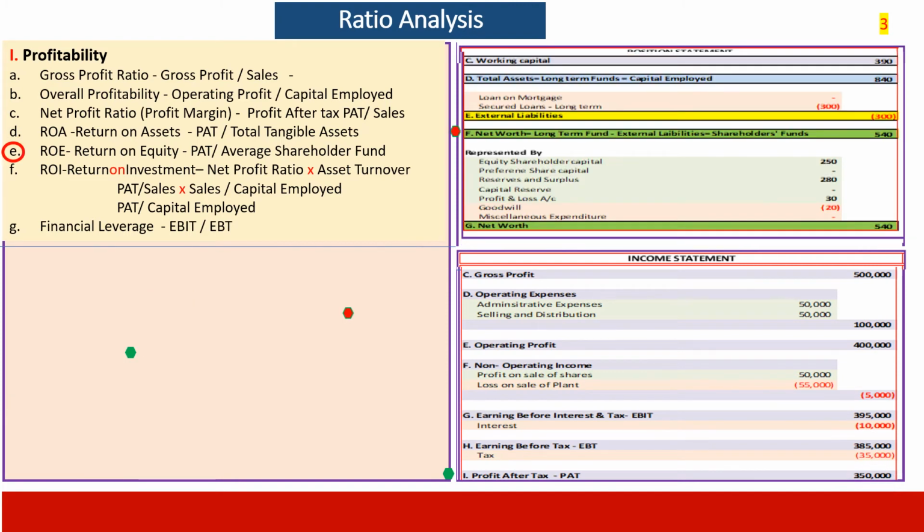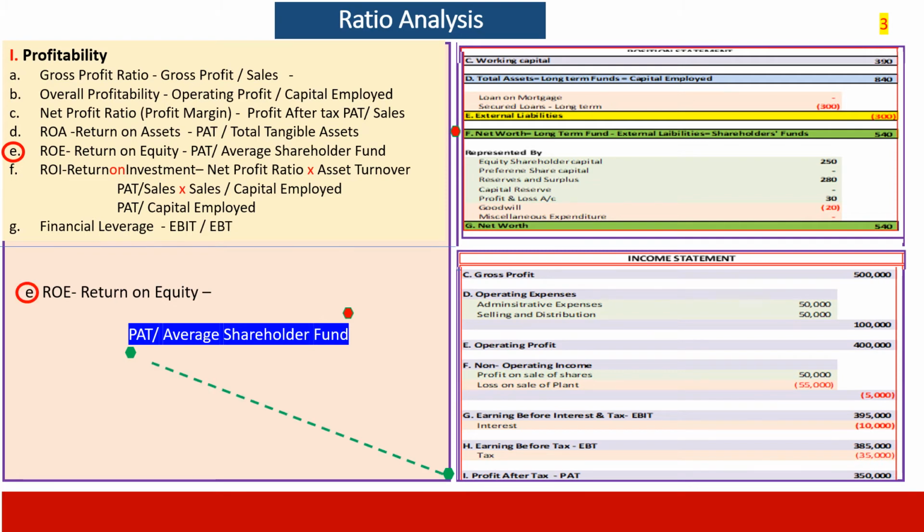Then comes return on equity. Once again, profit after tax divided by average shareholding funds. Now, when we have one balance sheet, we may have to adopt whatever figure is available therein. If you have the opening balance of capital, then you may have to take the average of the two. In our case, shareholders' funds is nothing but total capital employed less external liabilities. In our case, it is a figure of 540, which comprises all these things.